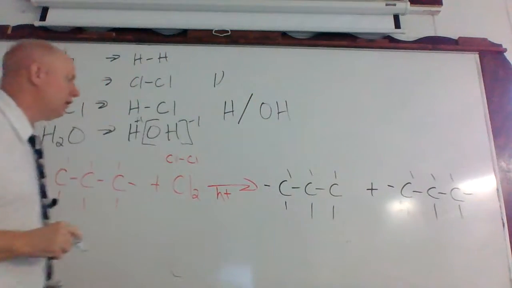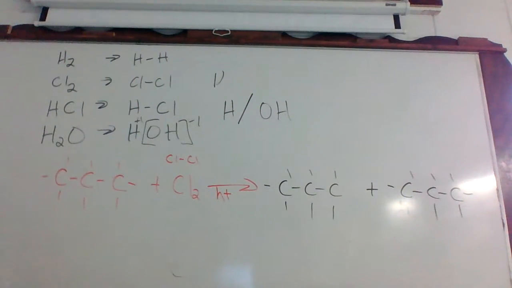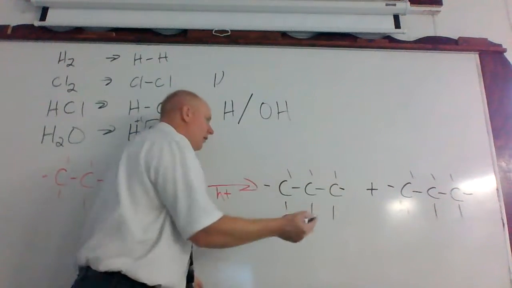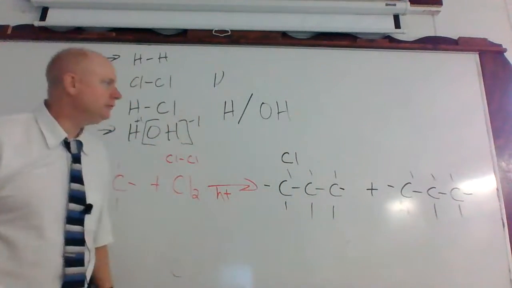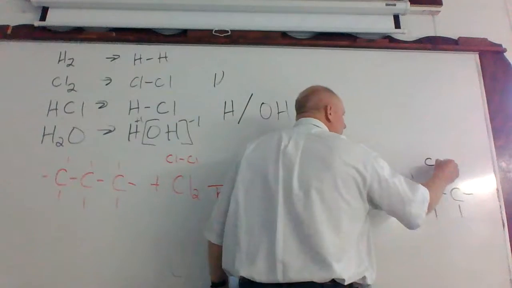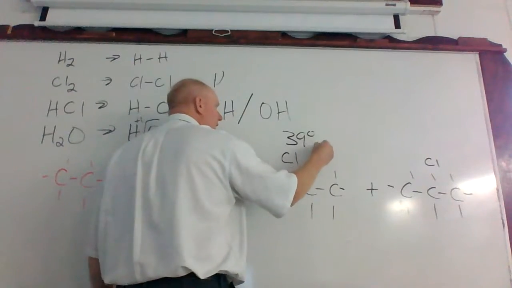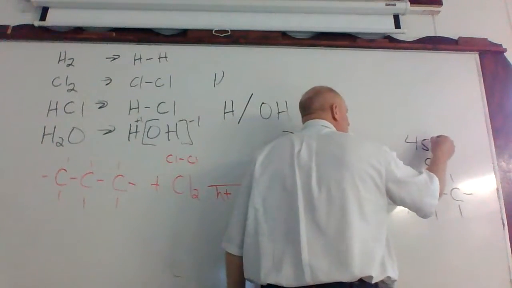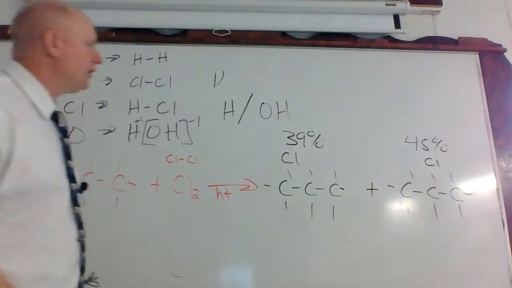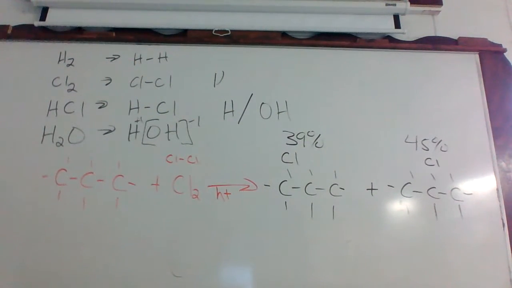What's the difference between those two propane molecules? Where do we want to put this chlorine? On the first one's fine, then on the second one. I can't remember the percentages. It had said on average this happens about 39%, this one's about 45%, so that leaves about 15%. Maybe different impurities are left over to make up the difference to 100%.